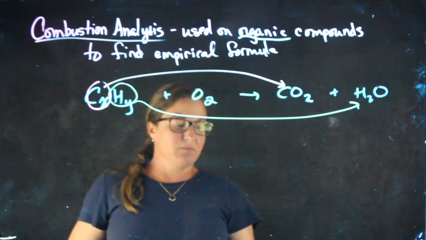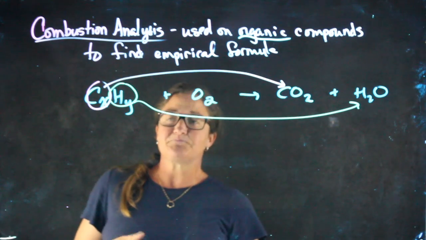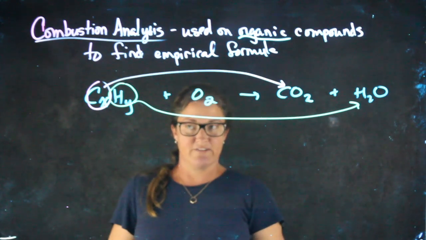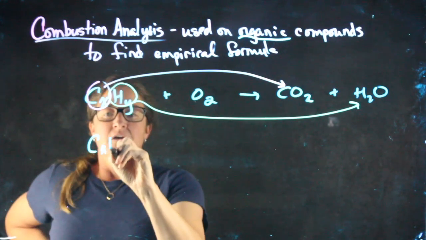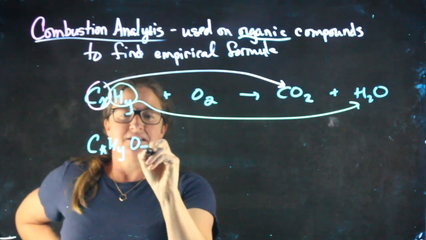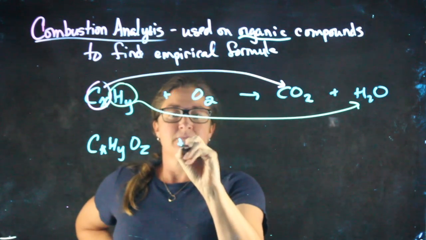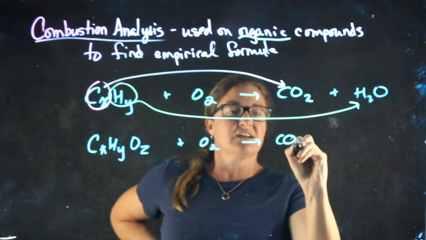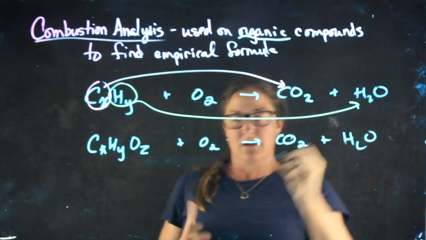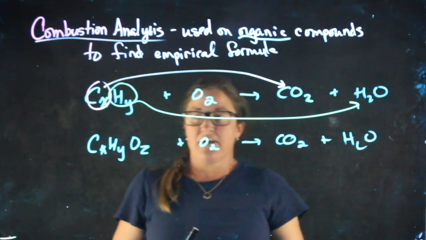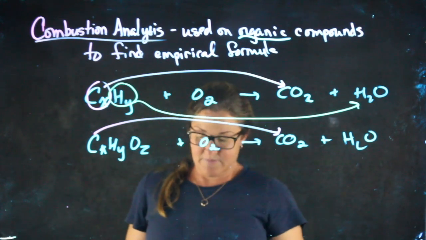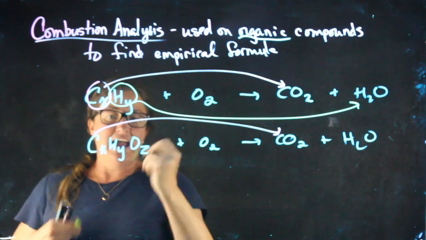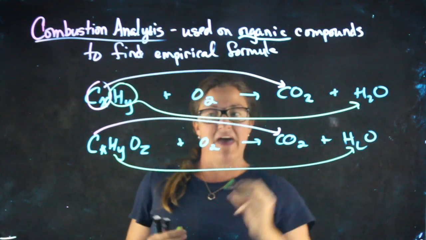So typically oxygen will be a more difficult thing to work with in this problem. We can't find it directly, we have to find it indirectly. If I have a compound that has carbon, hydrogen, and some amount of oxygen, when it burns, it's still going to give me CO2 and H2O. I will still get the carbon by knowing how much CO2 was produced. I will still get the hydrogen from that.